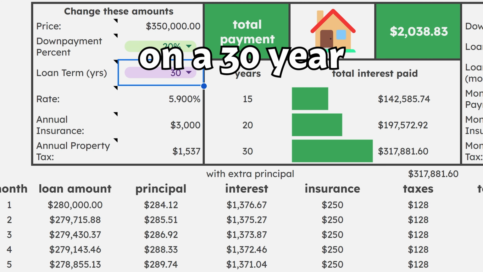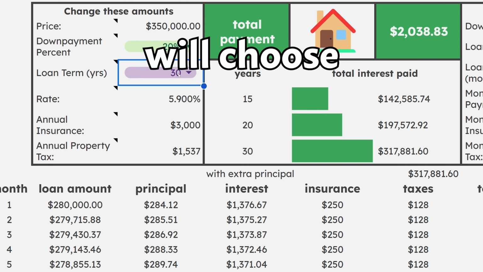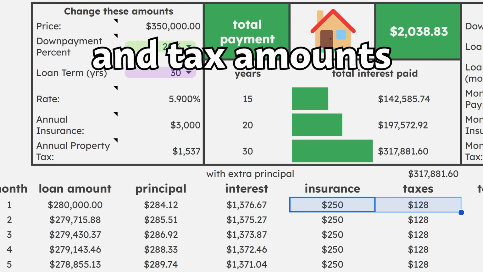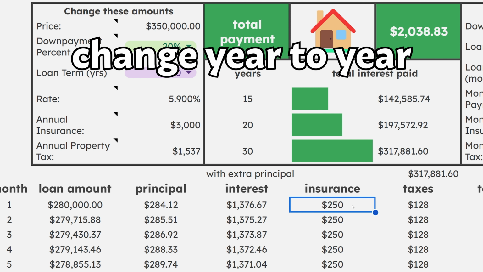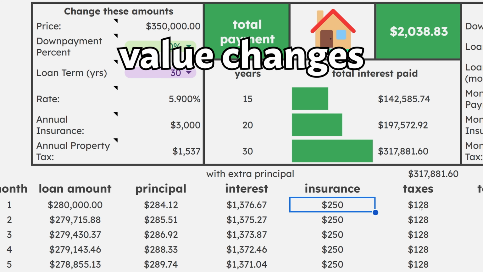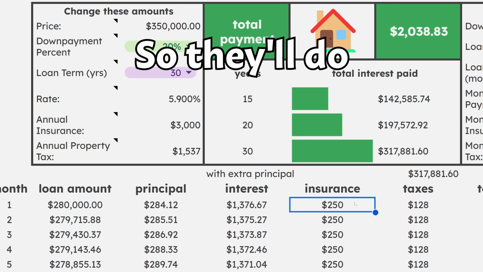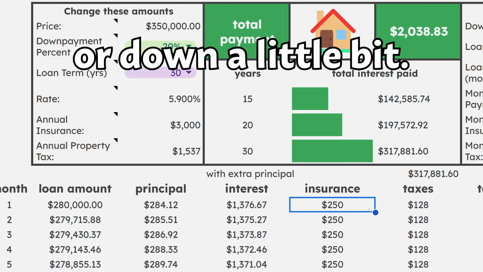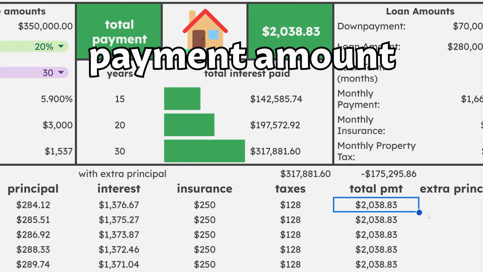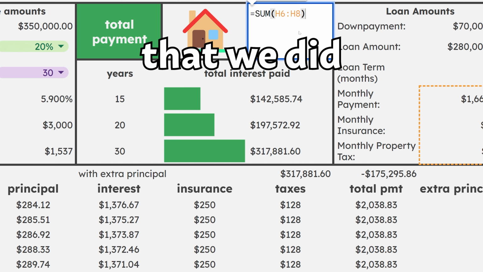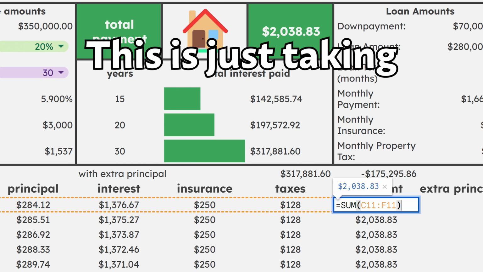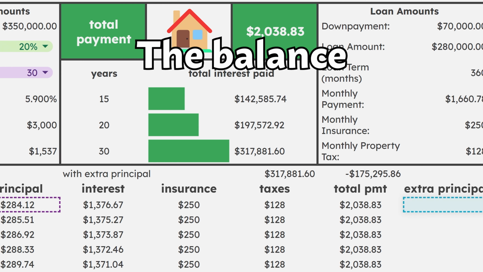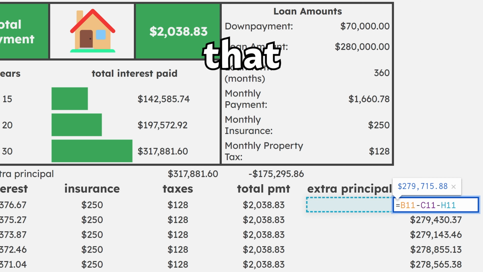I'm going to leave this on a 30-year loan, though. This is what a lot of people will choose or have to choose. Over here, we're simply pulling down the insurance and tax amounts that are fixed. These will actually change year to year as the property assessment value changes and as the tax amounts change. So they'll do a yearly audit basically on your mortgage account, and these will go up or down a little bit. Now the total payment amount is another calculation that we did right here. This is just taking the principal, the interest, the insurance, and the taxes and summing them all together. The balance then is just simply the loan amount minus that principal amount.